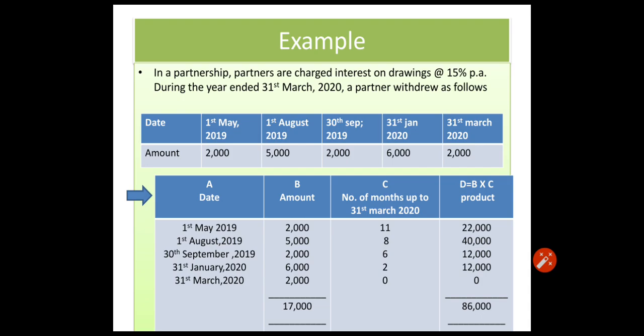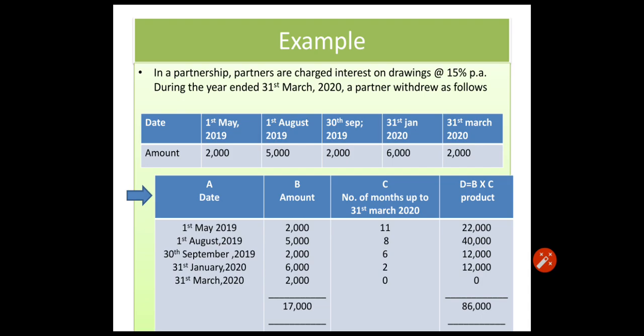For example, the first drawing was made on 1st May 2019. From 1st May 2019 till 31st March 2020, the number of months for which the drawing was made was 11 months. So write 11 in column C, and in the same way you are going to calculate months for the next drawings, that is 8, 6, 2 and 0. As we can see, the last drawing was made on 31st March 2020 and the year end is also 31st March 2020. So the number of months remaining is 0.